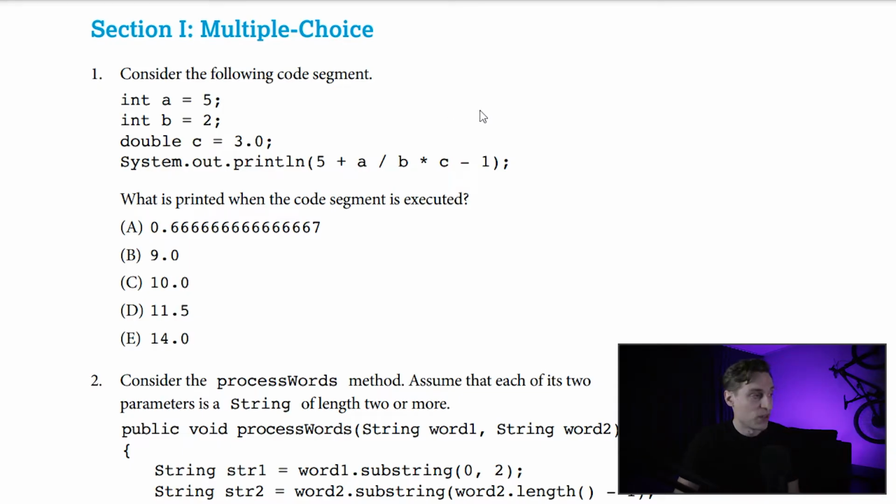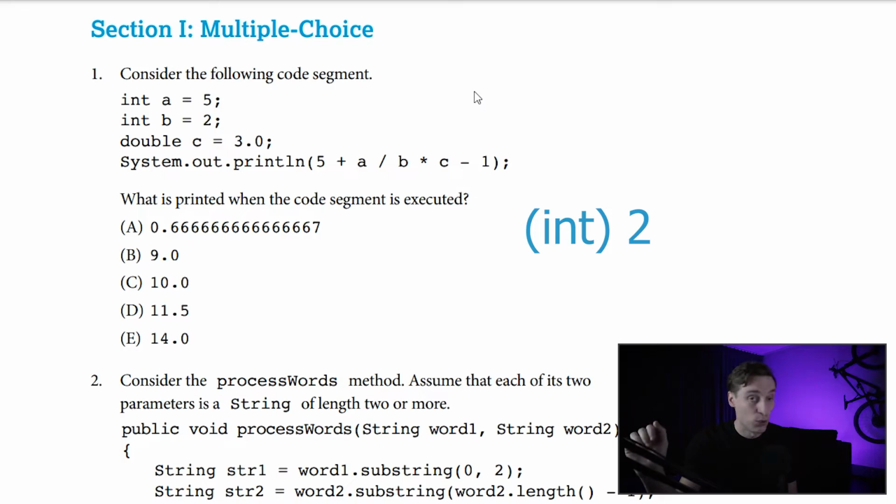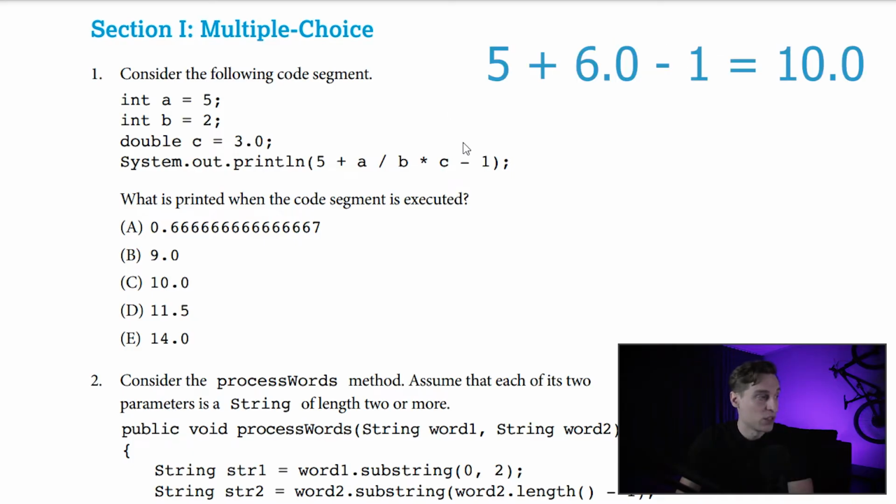So anyway, you divide a by b, that's 5 over 2, and of course that's 2.5, but both of those are integers, so what do you get? You could get a double that's 2.5, you could get it to round up to 3, but what Java does is it just truncates that decimal and it gives you 2. So then 2 times c, which is 3.0, that'll be 6.0. So now that we've got a double involved, it converts everything to a double. And then 6.0 minus 1 will be 5.0, plus 5 will be 10.0.